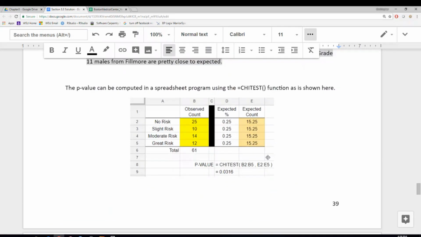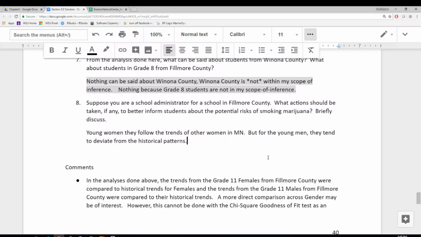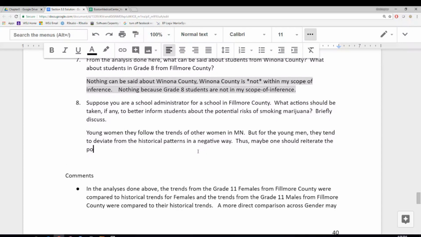So if I'm a school administrator, I'm going to want to emphasize this to the males. For the young men, they tend to deviate from the historical patterns in a negative way. Maybe I can add that in there. Thus, maybe one should reiterate the potential harmful effects of smoking marijuana to grade 11 males.